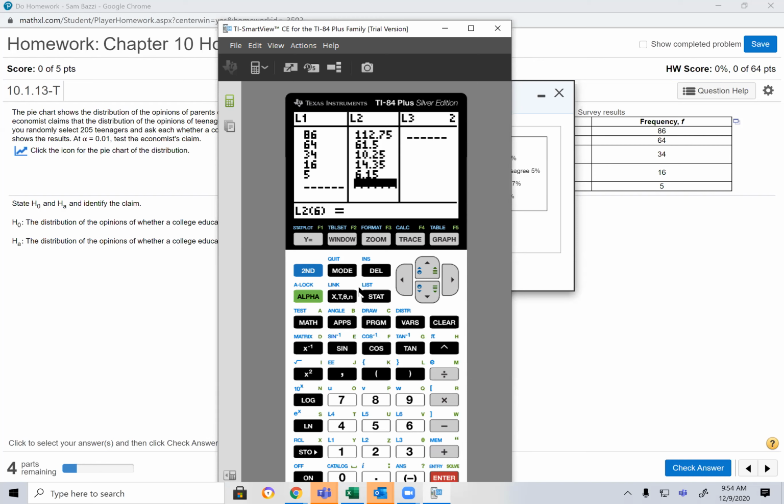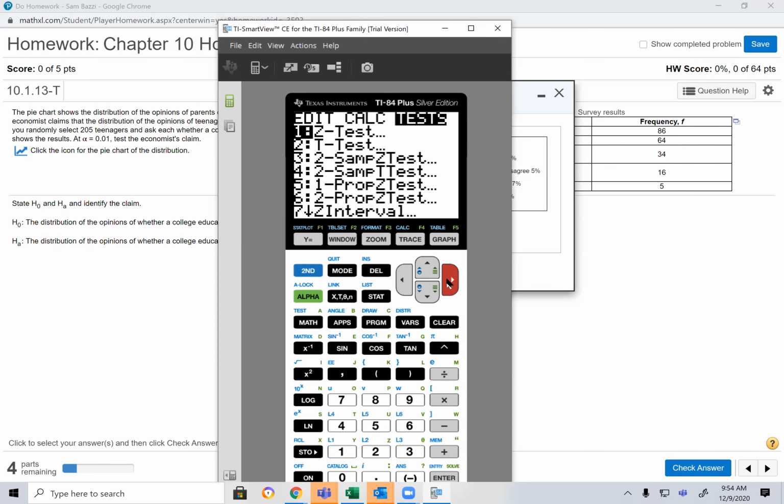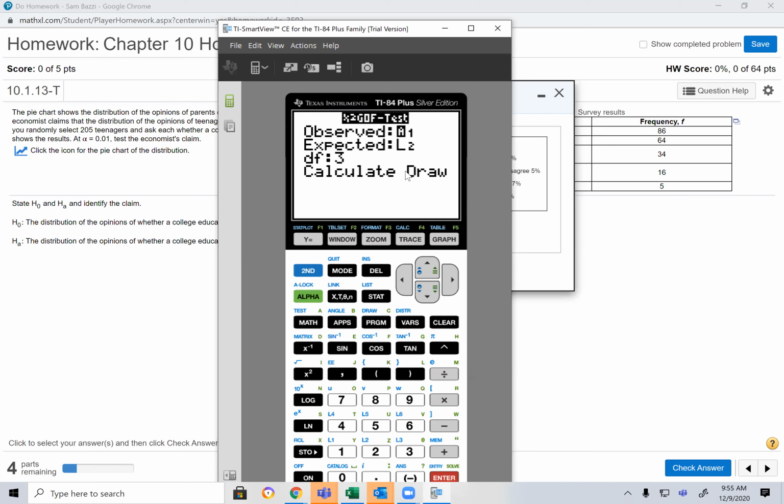Enter. And then, guys, you just go to stat, tests, goodness of fit test, and you run the test. L1, L2. How many categories? I have 5. So 5 minus 1 will be 4. Make sure to change the degrees of freedom and hit calculate or draw if you like. Let's hit calculate here. Here you go.